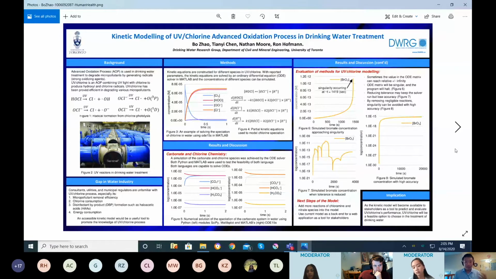In terms of what I'm going to be talking about today, I'm going to be talking about a method called UV chlorine, which combines the chlorination aspect of drinking water treatment with this new novel method of advanced oxidation process.